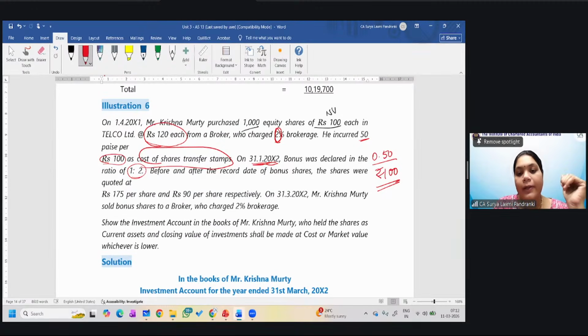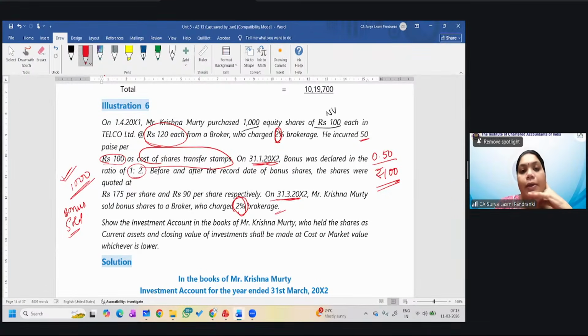Now, at the year-end date, on 31st March, Krishnamurthy has sold bonus shares to a broker who charged again 2% commission. For sale also he's charging commission, right? Now, which shares did he sell? He had 1,000 equity shares purchased. After that, he got bonus. He didn't sell the purchased shares. He sold only the bonus shares, to a broker who charged 2% as brokerage.